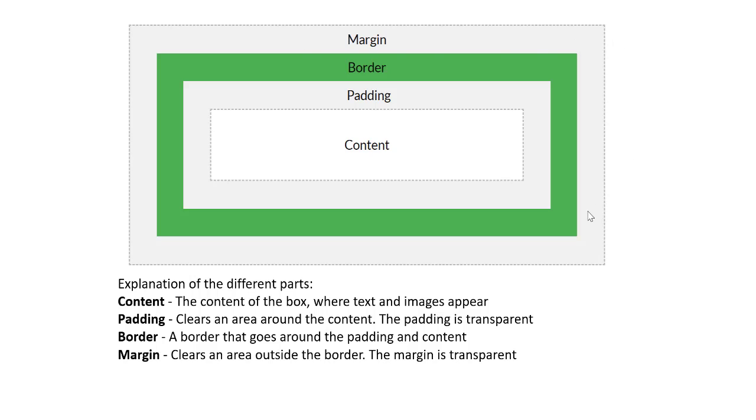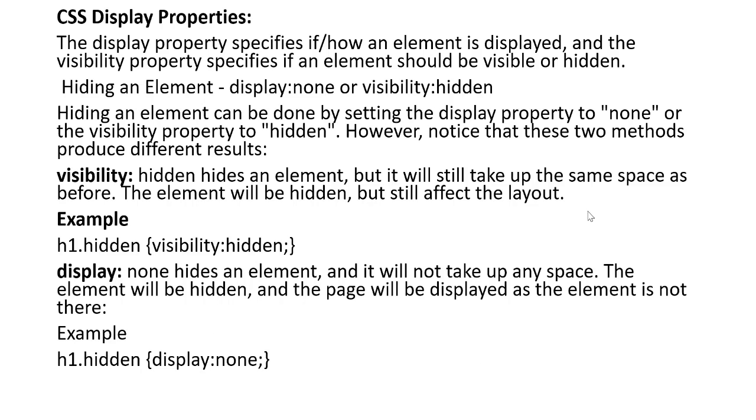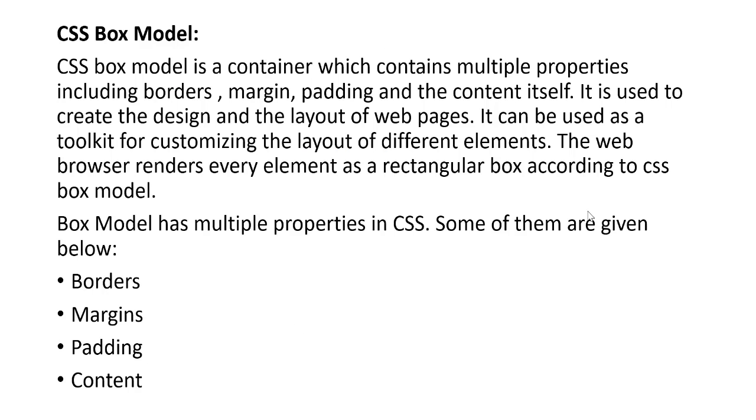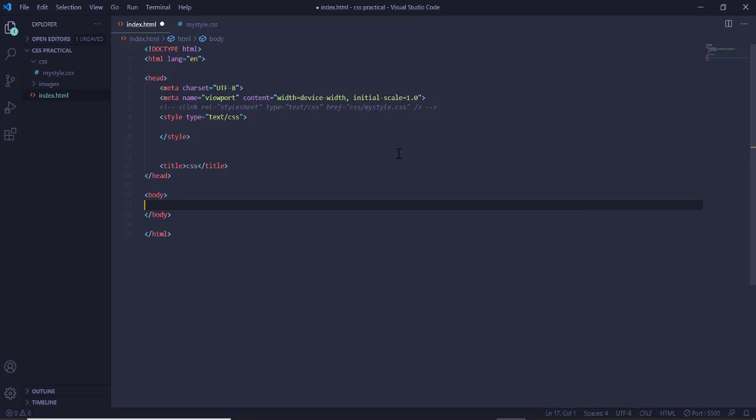Okay, now next, now we'll see the example of the CSS box model. This is a simple HTML document. Now in the body part, add a div. Okay, I am box 1.